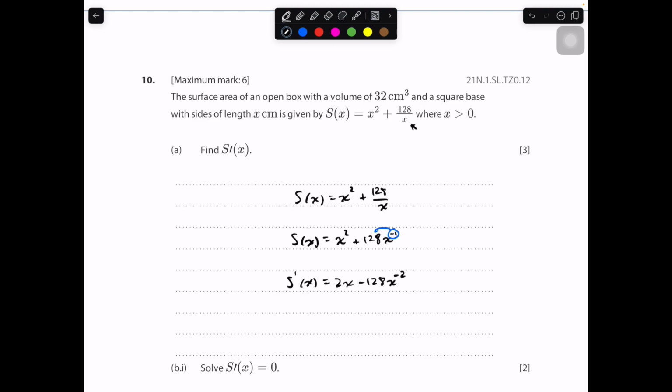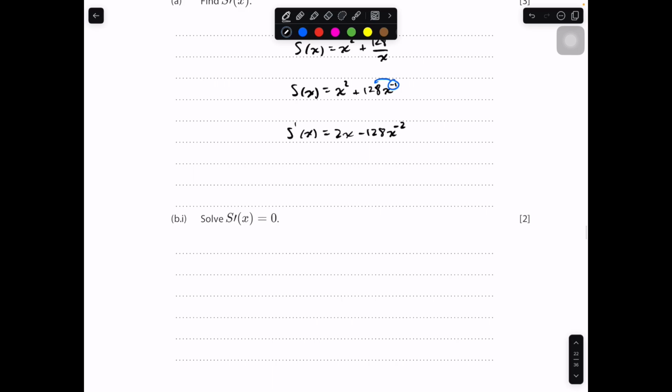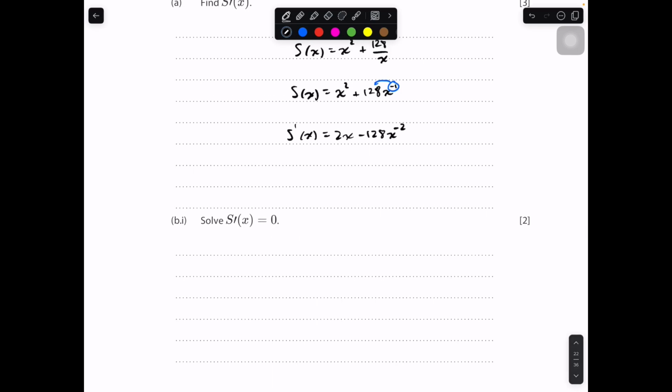That's our derivative. Solve s prime of x is equal to 0. So wherever we see an s prime of x, let's set it equal to 0. Essentially, we're saying, okay, what are the values of x where this is equal to 0? We could n-solve this, and there's only 2 marks. So it looks like this would be one mark and the answer would be another mark.